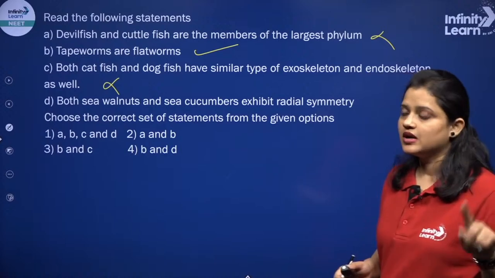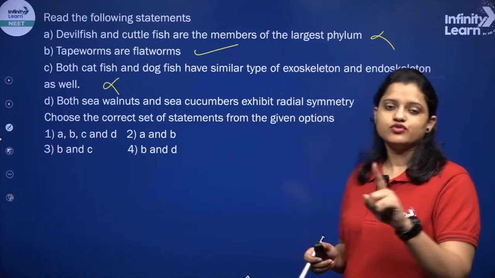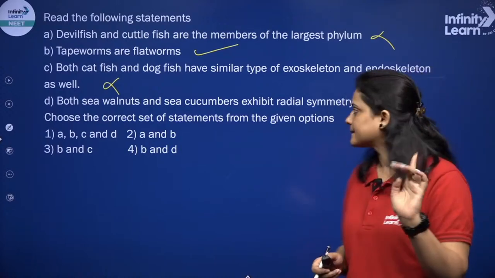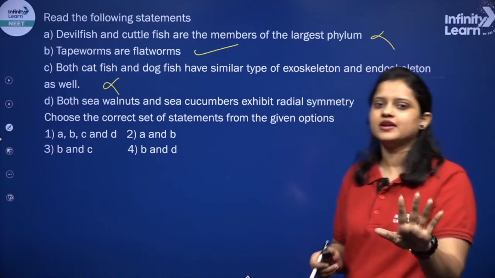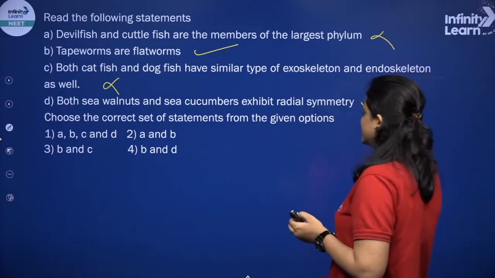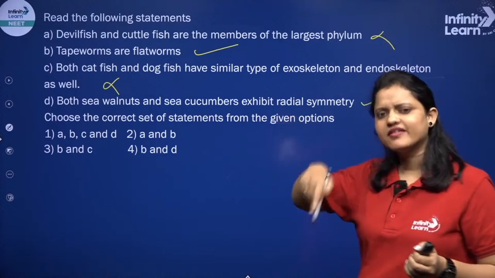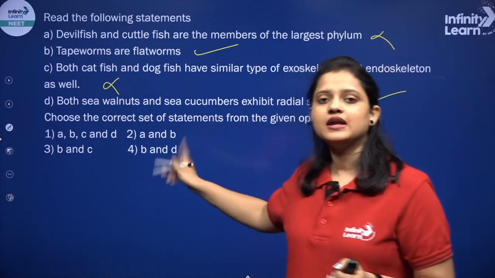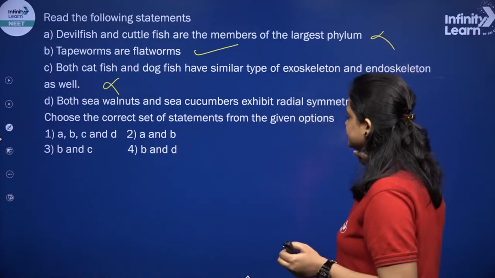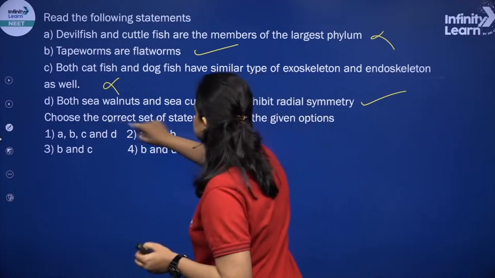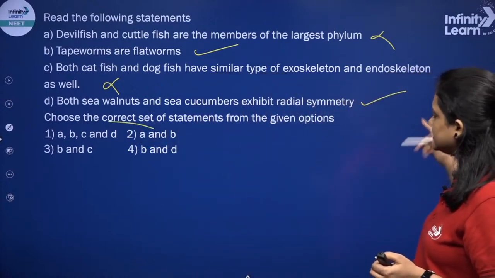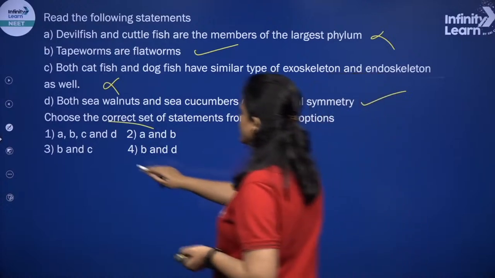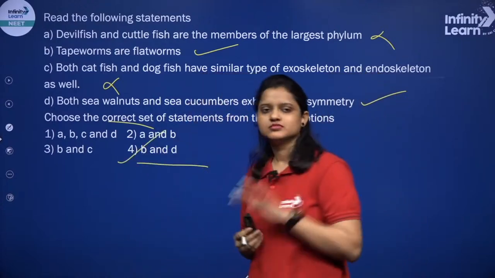Both sea walnut and sea cucumber exhibit radial symmetry. Yes. Sea walnuts belong to phylum Ctenophora. And sea cucumbers belong to phylum Echinodermata, and they have radial symmetry. We know that in Echinodermata, larvae have bilateral symmetry, but adults have radial symmetry. Now, let's see what is the correct set of statements. B is correct. D is correct. So, B and D. So, your answer becomes 4.